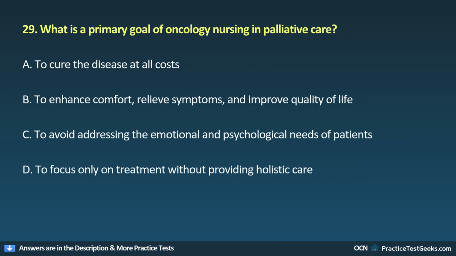29. What is a primary goal of oncology nursing in palliative care? A. To cure the disease at all costs. B. To enhance comfort, relieve symptoms, and improve quality of life. C. To avoid addressing the emotional and psychological needs of patients. D. To focus only on treatment without providing holistic care.